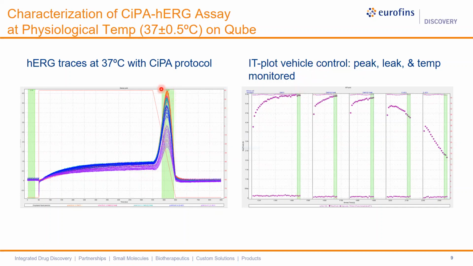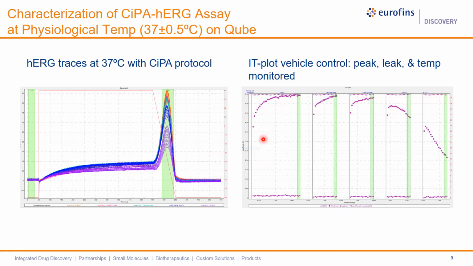The peak current is measured at the tail, and the leak current just at holding at minus 80. And you can see the triangles at the top, that's on the right side of the y-axis, showing the recording temperature. So for each well we get the leak current recording and the peak current recording, as well as the temperature of the recording for the continuous experiment.